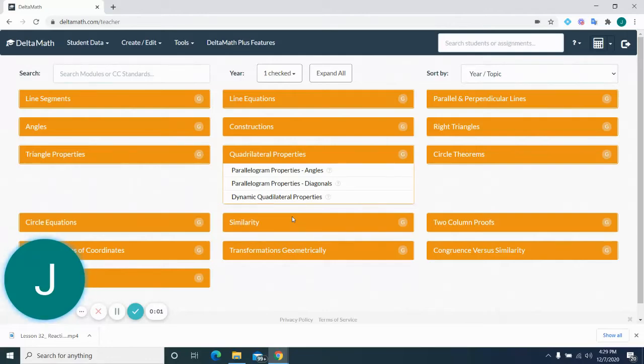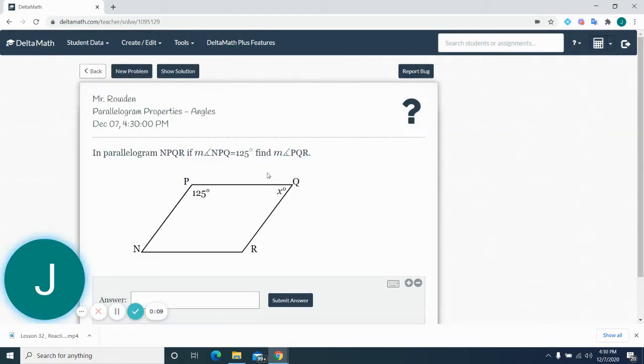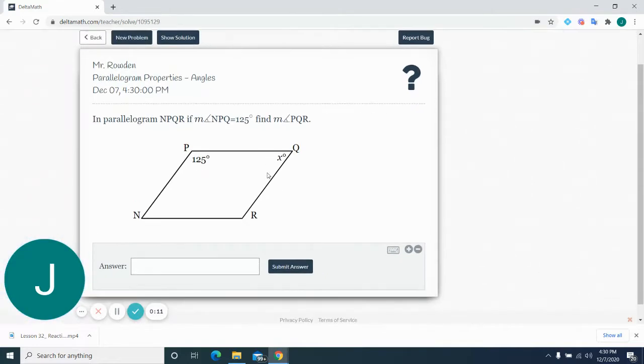Guys, we're looking at two different Delta Math types of questions. The first one that you'll have in your assignment today is the parallelogram properties with angles. Now, this is called a quadrilateral. A quadrilateral is a shape with four sides. Right? Triangle has three sides. We've spent most of the time looking at triangles this year, but I want to make sure you're familiar with some of the other shapes before they leave. So we do have quadrilaterals, which have four sides.